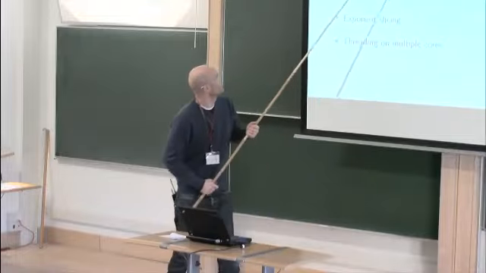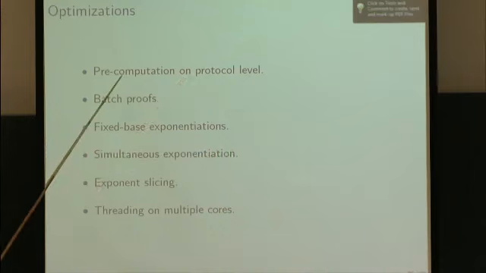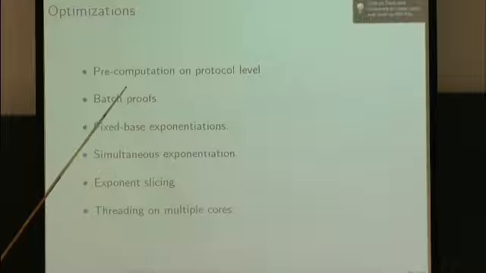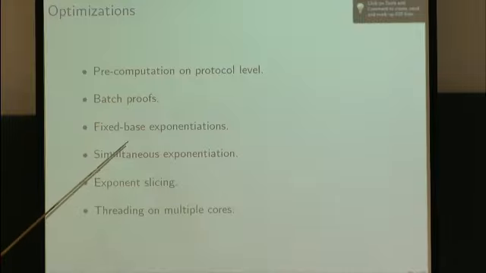We have a bunch of optimizations. So first of all, I'm using pre-computation at the protocol level. So parts of this execution can be pre-computed. Batch proofs are used for the decryption. For those of you who know this stuff, it's just information. There's also fixed base exponentiation. This speeds up things. If you want to compute g to the x_i for many x_i's, you can do this much faster than simply computing each one naively. Simultaneous exponentiation is the same thing.